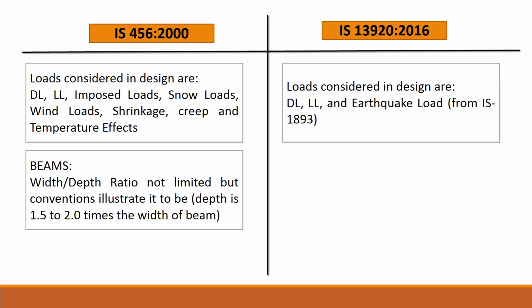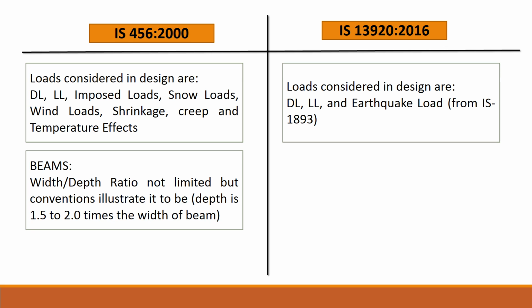Next comes what the ductility requirements for beams are. We have discussed the ductility requirements for materials. Next we considered the ductility requirements for loads. Third, what is the ductility requirement of a beam? In a beam, the first thing is the width to depth ratio. This is not limited in IS 456, but conventions illustrate it to be such that the depth is 1.5 to 2 times the width of the beam.